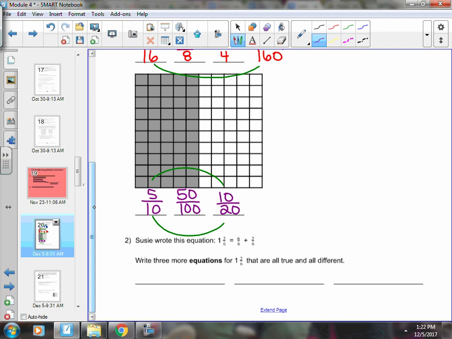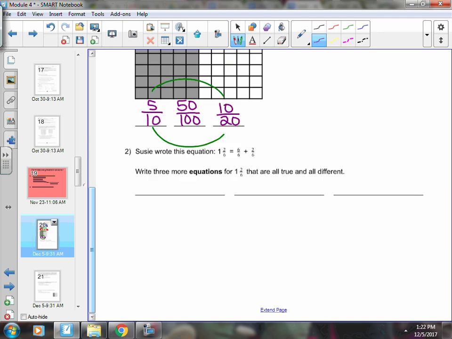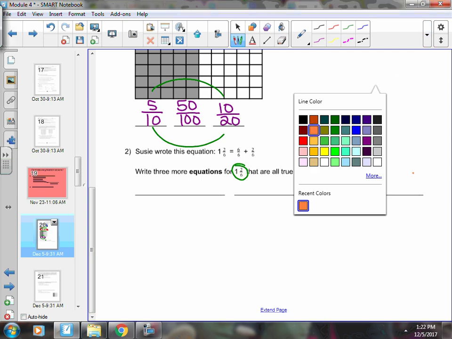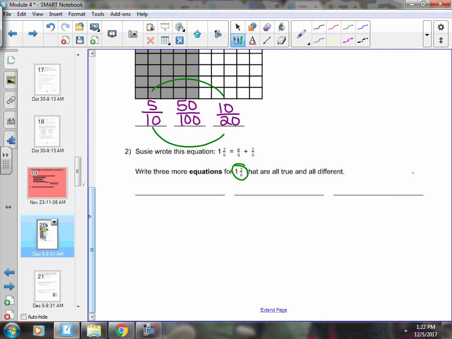Number 2, Susie wrote this equation. Equation! So make sure that all 3 equations have an equal sign, and they all must equal 1 2/6. So imagine breaking 1 2/6 up into sections and adding a bunch of sections together, or even a subtraction problem would work. Here would be an example. There are lots of possibilities. Here is one of them. How about this? How about a big old 1 plus 1/6 plus 1/6? That equals 1 2/6.